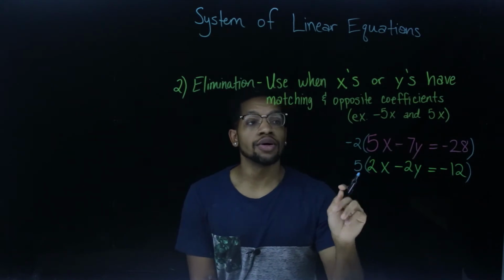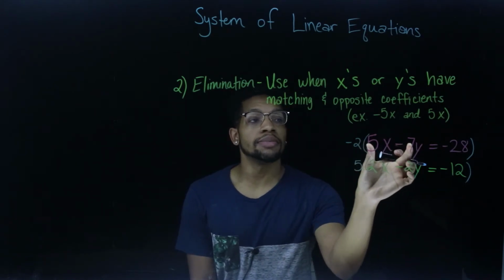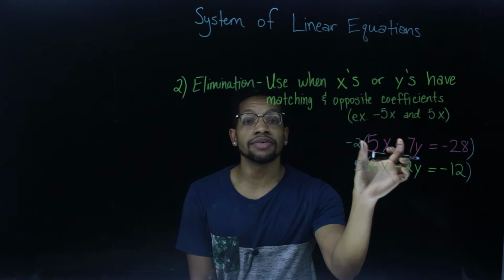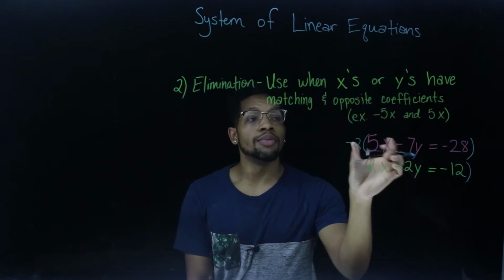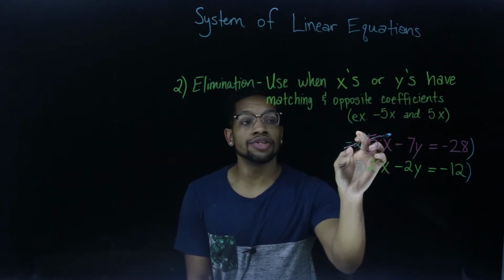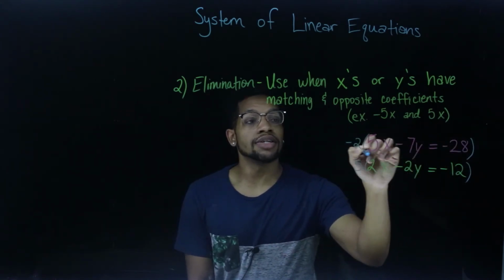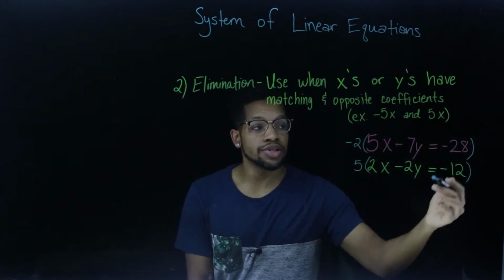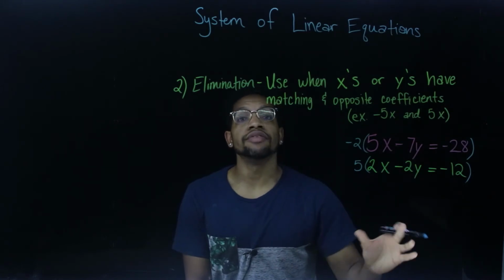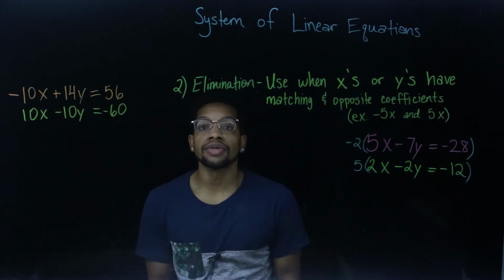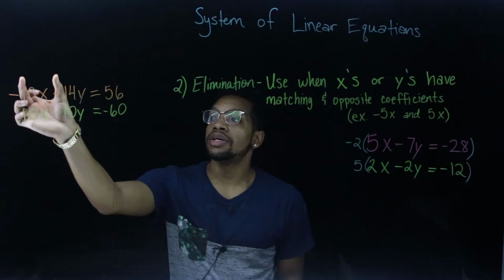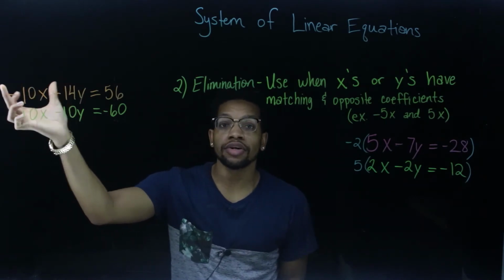One thing to watch for is that when people do this, sometimes they'll mistakenly only multiply the left side of the equation. But when you multiply by a coefficient, you're multiplying the entire equation. So a lot of times I like to put parentheses around the whole equation to let me know to multiply everything by that coefficient. All right, now that we've got our matching coefficients, this looks like a good candidate for elimination.